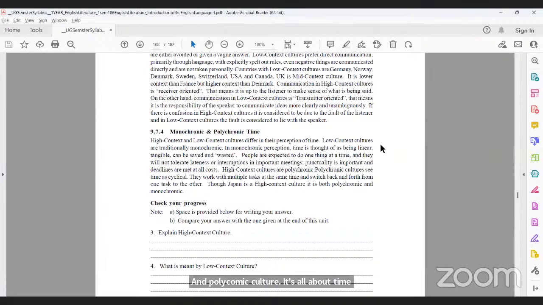In monochronic culture, people believe that time is linear and there should be punctuality, and we have to do a particular work on time, because time once gone will never come back. But in polychronic culture, people believe that we can do multiple activities at a time, because time is cyclical and it can come again and again. So we can do it at whatever time we can. These are some of the concepts, and it has been mentioned over here elaborately. You can go through it as well. Polychronic and monochronic cultures contrast with each other.